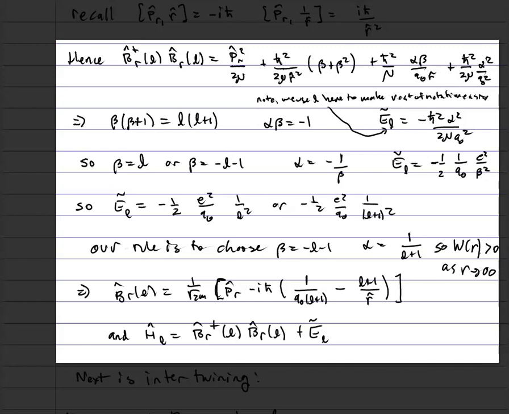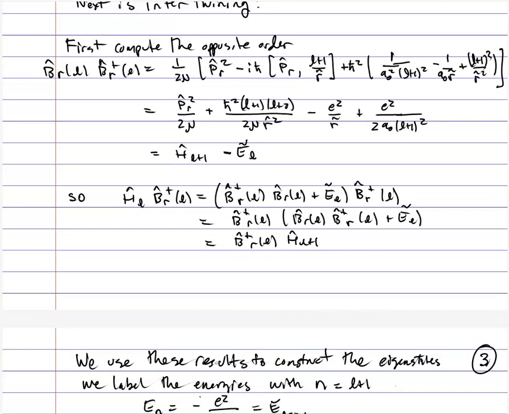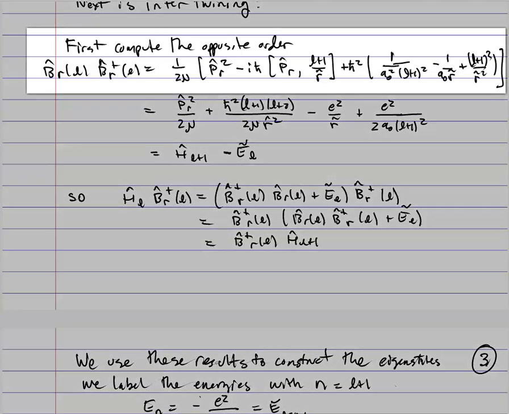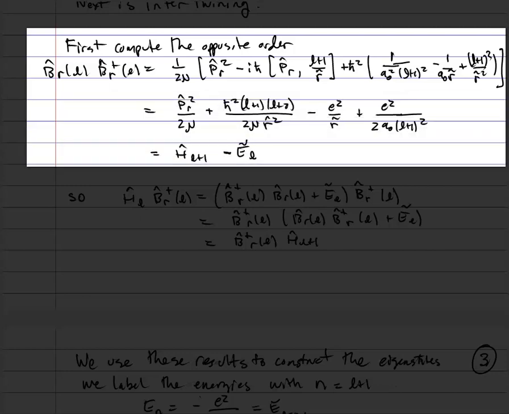All right. Now we're going to get the eigenfunctions by using intertwining. So let's first go ahead and take a look at what intertwining is. We're first going to compute these two operators, B_R of L and B dagger_R of L, in the opposite order. And what that means is we're going to be adding twice the commutator to the result that we had just computed. And what you find is that becomes equal to H_(L+1) minus what we're going to call E_L tilde. Remember, the new Hamiltonian is B_R of L, B_R dagger of L plus E_L tilde.